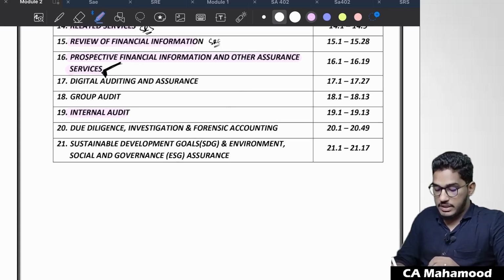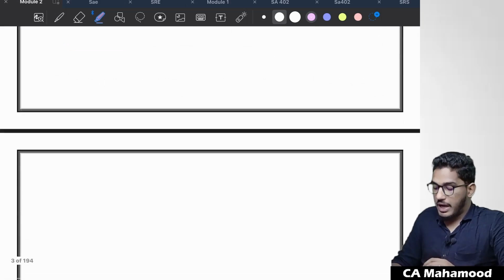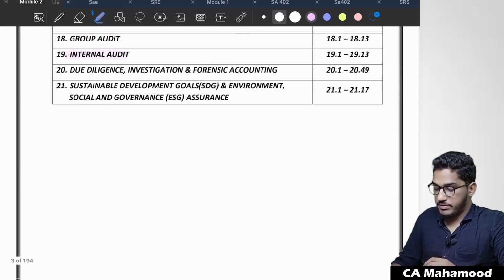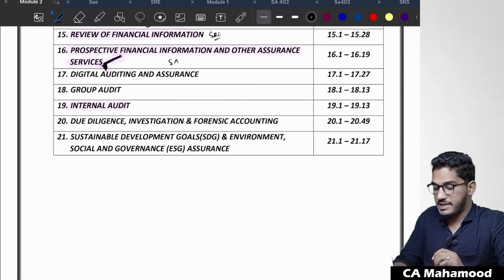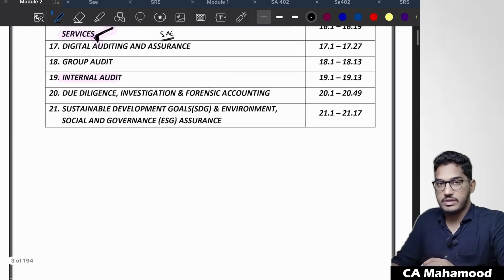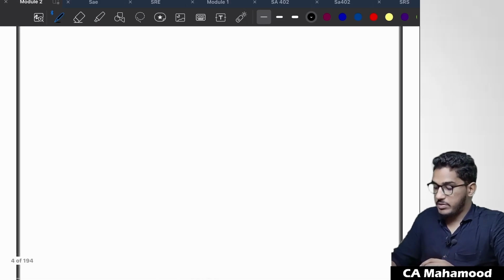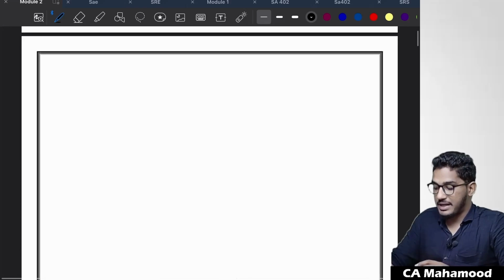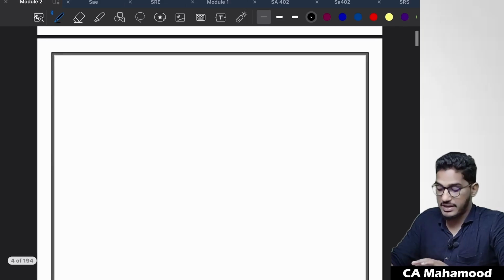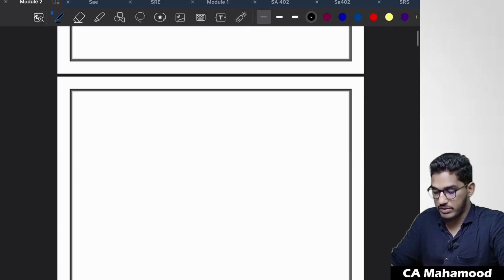So we'll now be discussing the chapter Prospective Financial Information and Other Assurance Services. As a part of this chapter, we are going to talk about the standards which fall under the series of SAE, Standards on Assurance Engagement. These are the professional standards falling under the category of SAE that we are going to discuss.